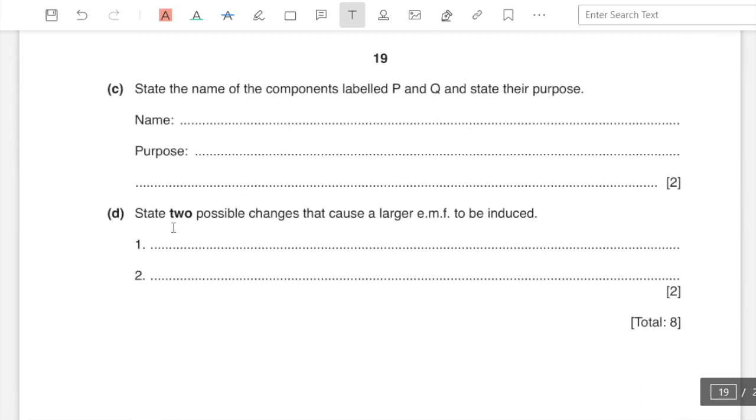C. State the name of the components labeled P and Q and state their purpose. Those are slip rings, and they provide continuous connection while the coil rotates.